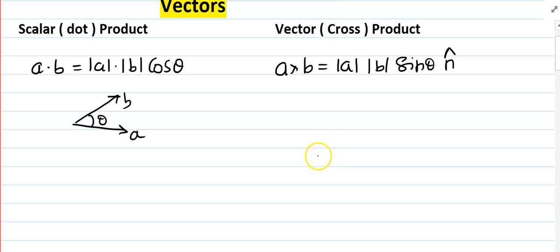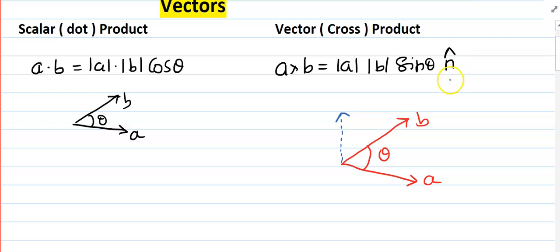Yeah, so if this is vector A, let me draw it. If this is vector A and this is vector B, and the angle between them is theta, then the orthogonal vector, that is the unit vector, will be in the up direction. Okay, in this direction. Now the question comes how it will be in this direction. So for this we will use the right hand rule, which is going to determine the direction of n.